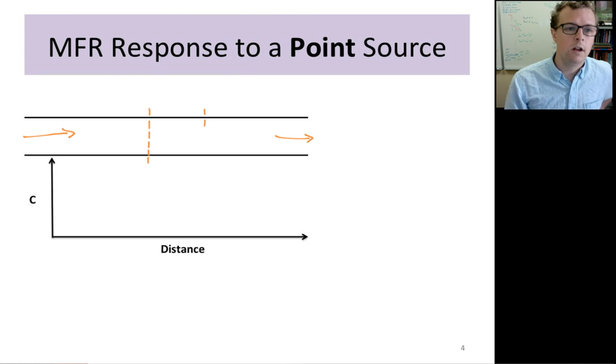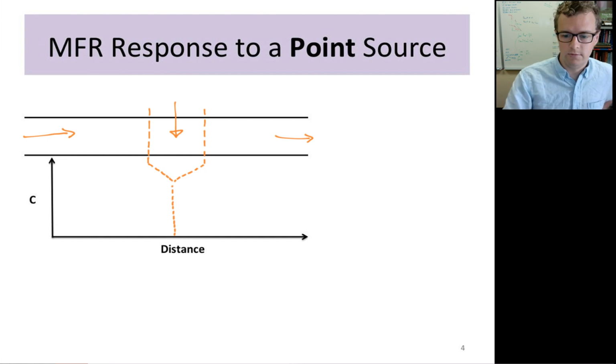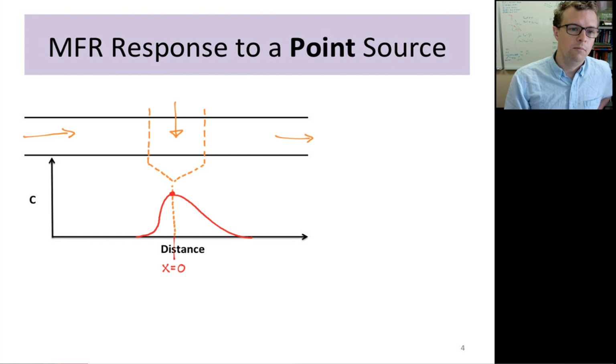What is this going to look like? And so here is, again, a plan view of a river and then a plot of concentration through distance. At x equals 0, we'll have some peak concentration, which will decay as you move both in the positive x and the negative x directions.